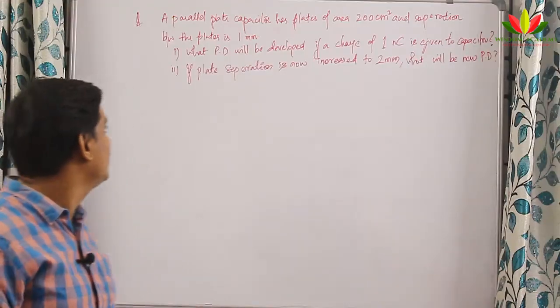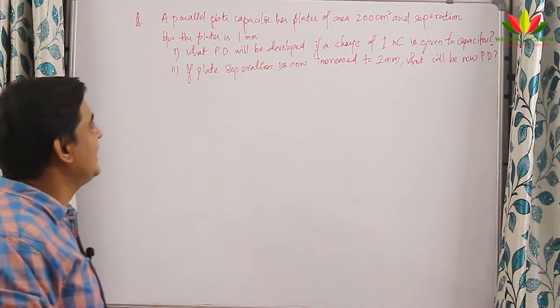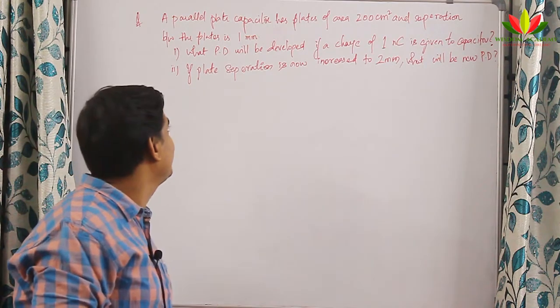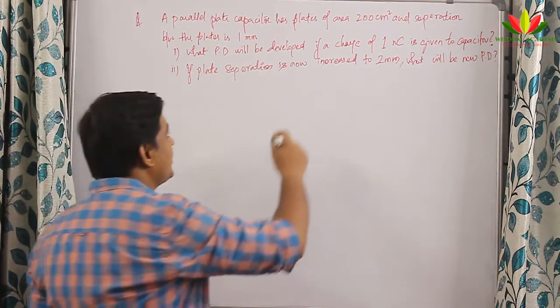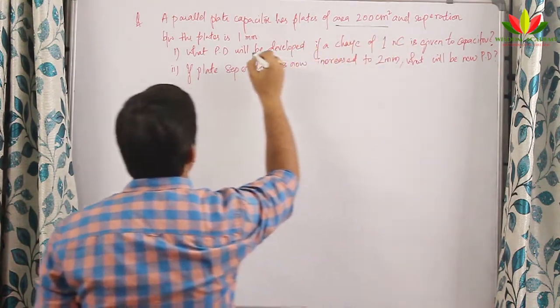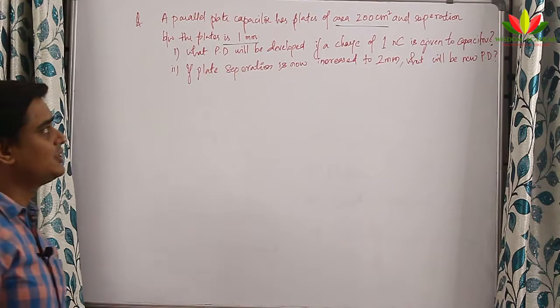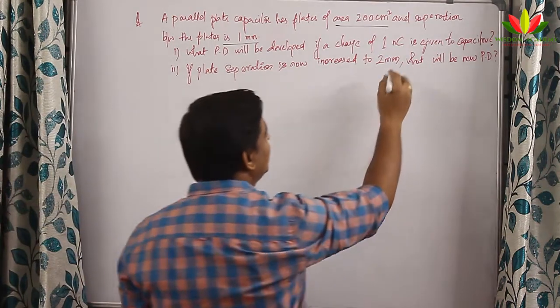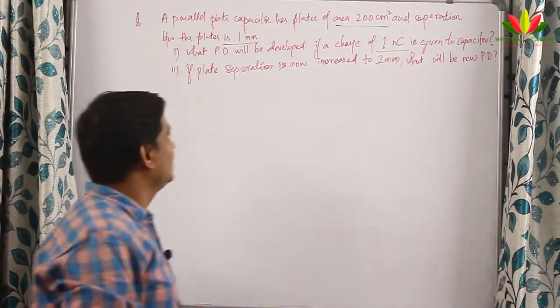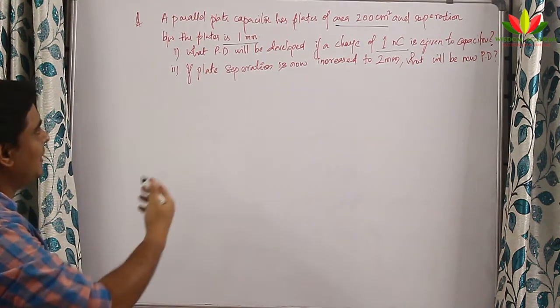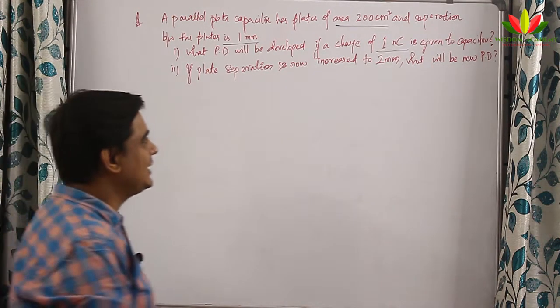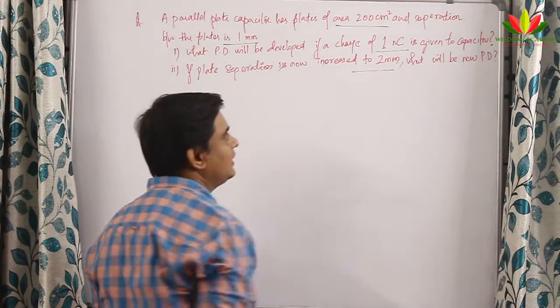Let us take one question. A parallel plate capacitor has plates of area 200 cm square and separation of the plates is 1 mm. So they have given the area of the plate and they have given the separation between the plates. What potential difference will be developed if a charge of 1 nanocoulomb is given to the capacitor? And second part is, if the plate separation is now increased by 2 mm, what will be the new potential difference?